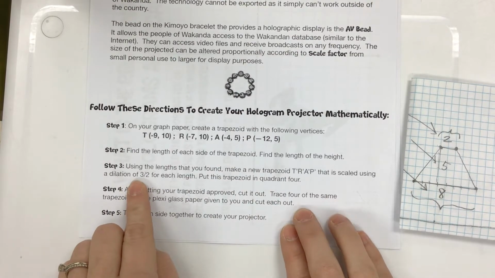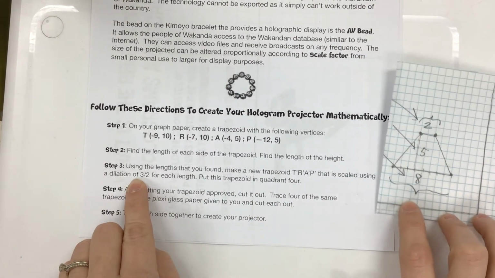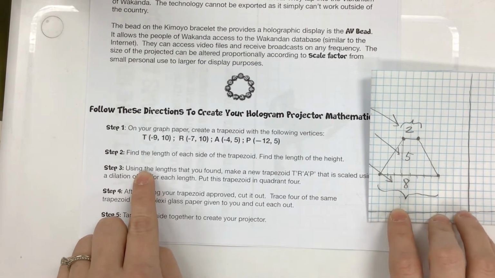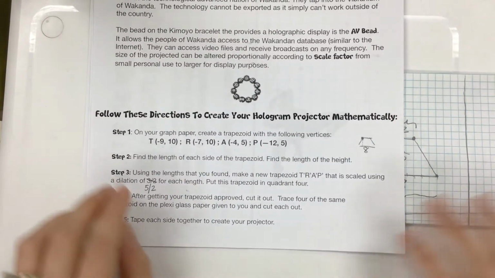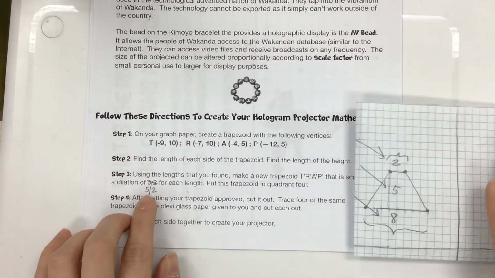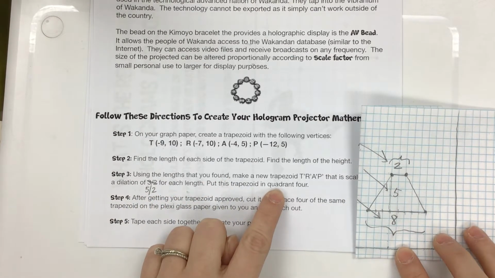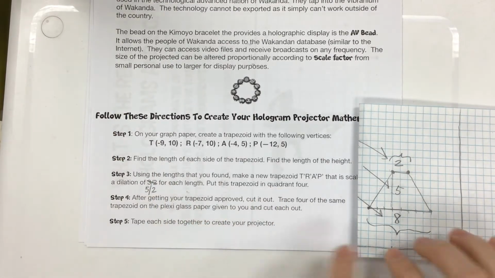Step 3, using the lengths that you found, make a new trapezoid that is scaled using a dilation of 3/2. We're not going to use 3/2. We're going to use 5/2 because 3/2 just isn't quite big enough. So we're going to use 5/2 instead. And we're going to put this trapezoid, it says put it in quadrant 4, but it really doesn't matter where you put it. You just want it to be the correct size.